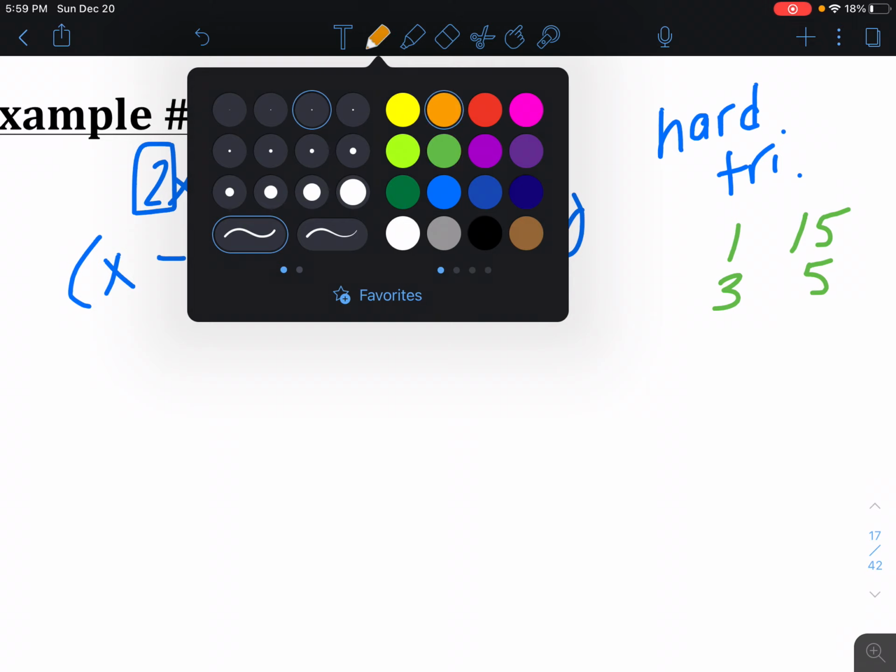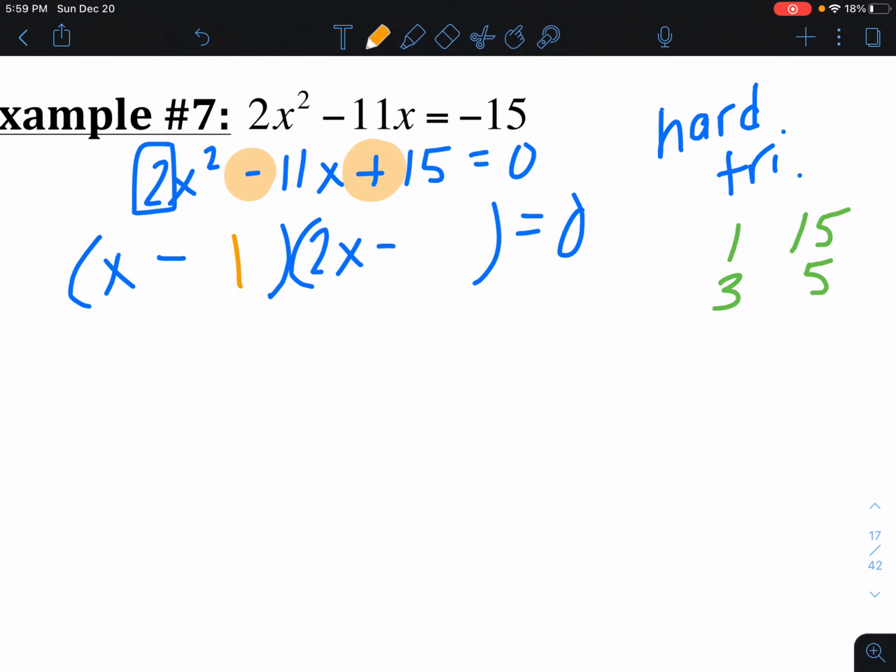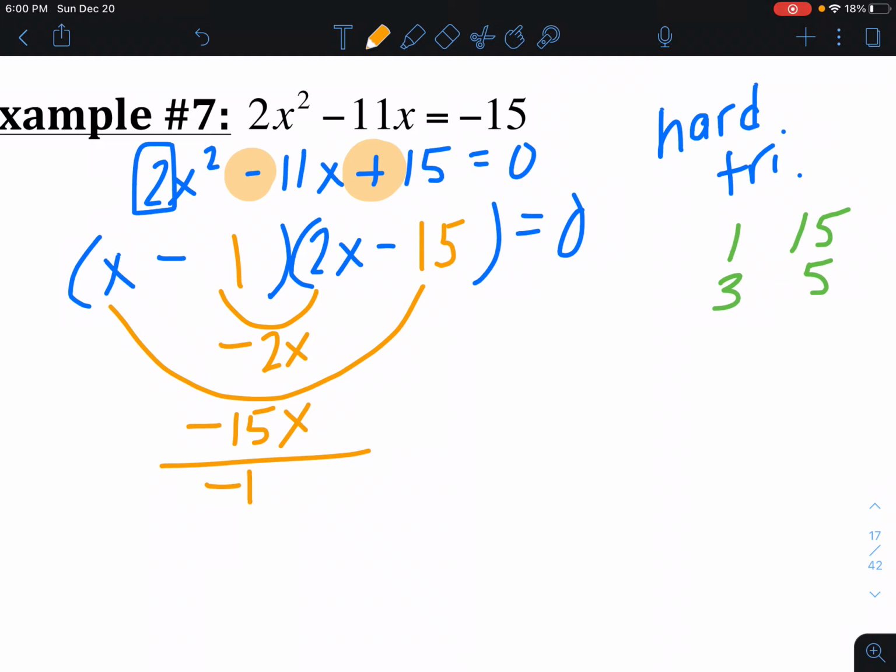Let's take a guess and say, let's try 1 and 15 first. Now, our check, remember we want to do the O and I of FOIL. So we multiply the outside numbers, that would be minus 15x. And we multiply the inside numbers, minus 2x, or negative 2x. And then we add them, they add up to negative 17x.